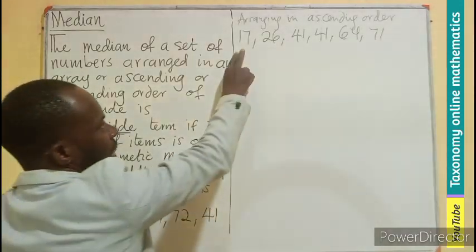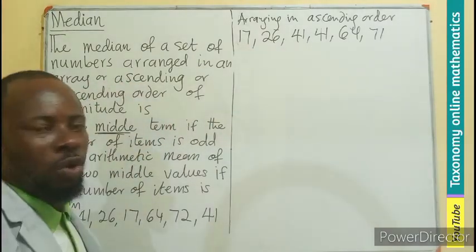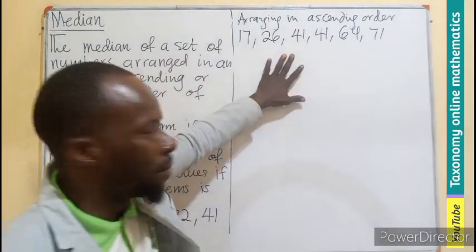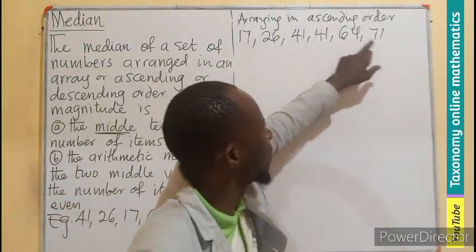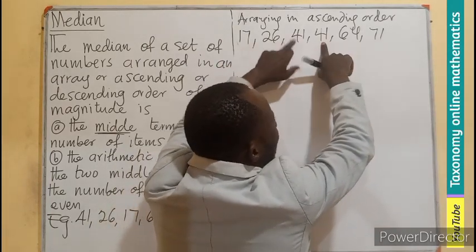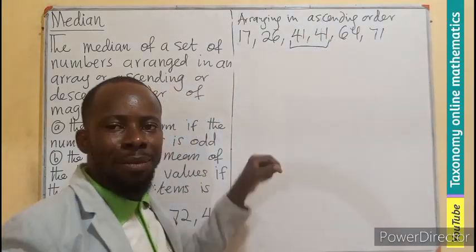Okay, so now that we have arranged in ascending order, beginning from the smallest to the largest number, we are going to see that this is an even number. So I'll be counting 1, 2, 3, 4, 5, 6. So 1, 1, 2, 2, 3, 3. In the middle term, these are the two terms in the middle.